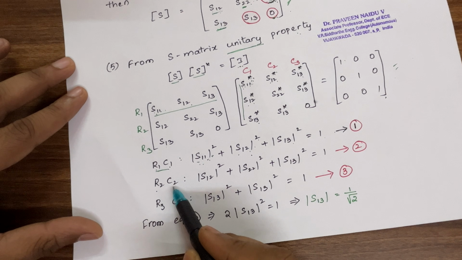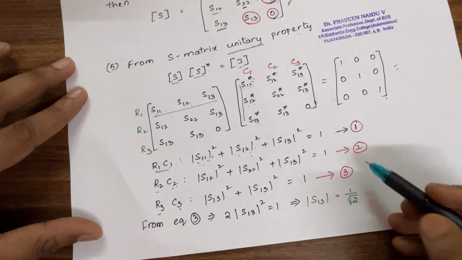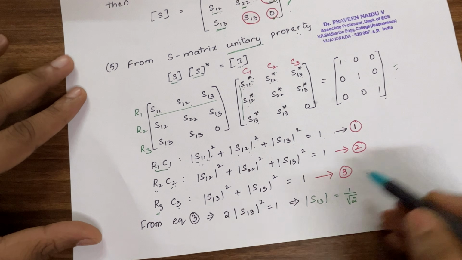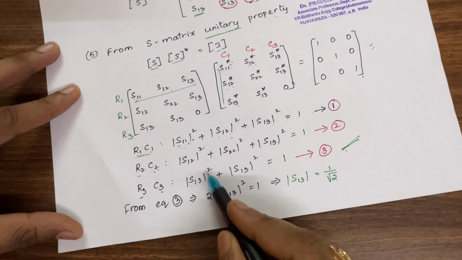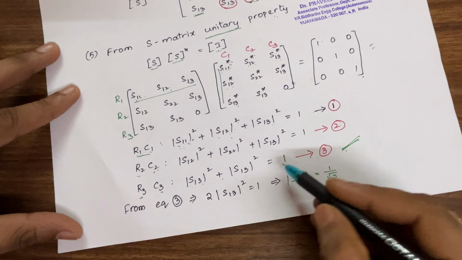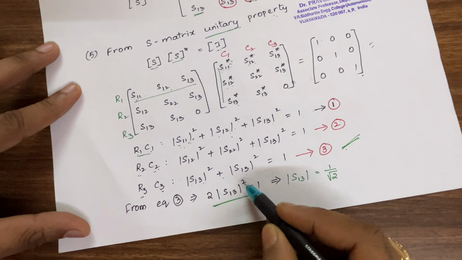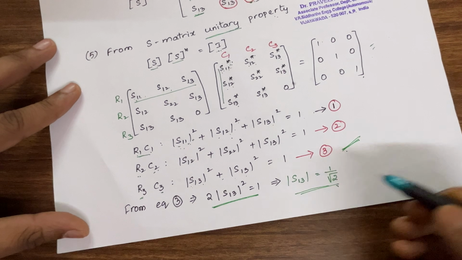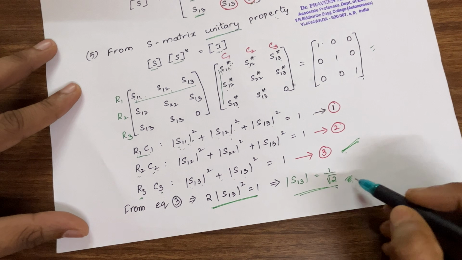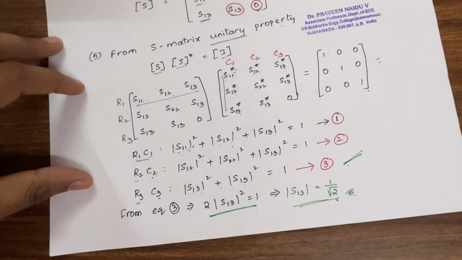Likewise, for R2 C2, that is second row, second column, and third row, third column, we will get these three equations. From the third equation, we can write mod S13 whole square plus mod S13 whole square is equal to 1, which can be written as 2 into mod S13 whole square is equal to 1, so S13 is equal to 1 by root 2. This is the important value. We have to use this value in the previous matrix.